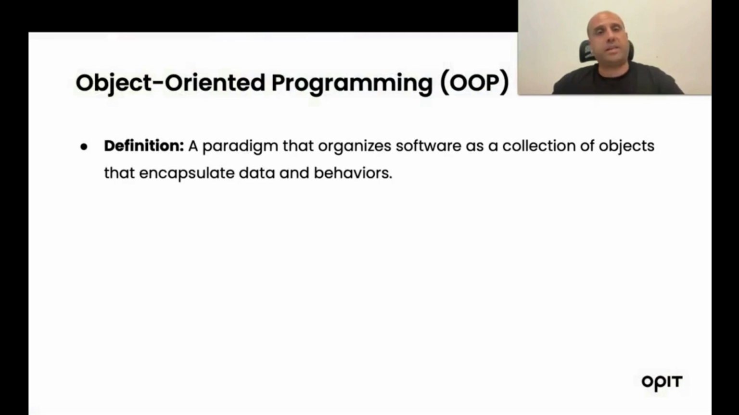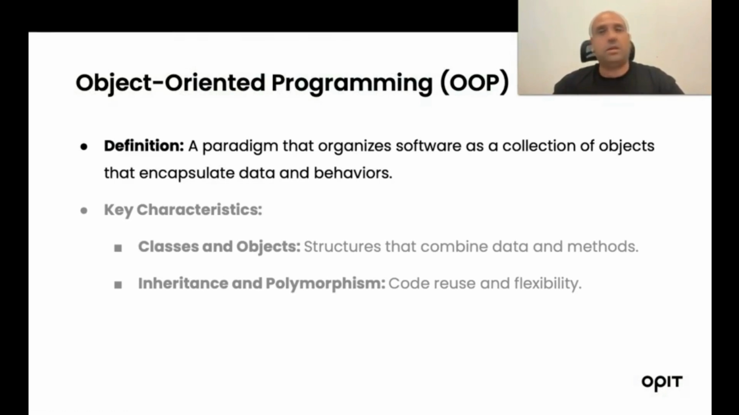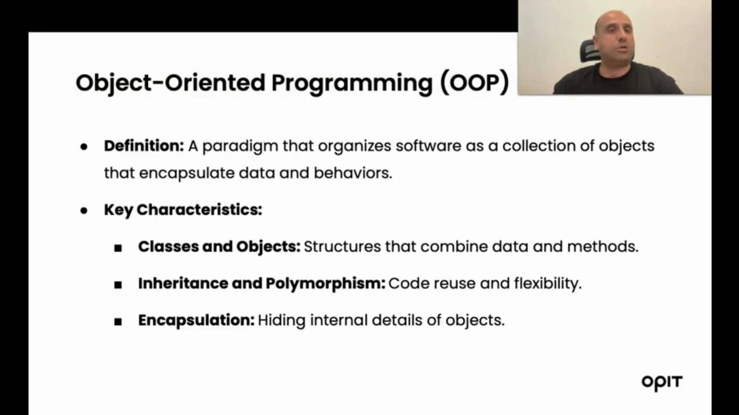The object-oriented paradigm is a paradigm that organizes software as a collection of objects that encapsulate data and behaviors. Three main characteristics: classes and objects, which is a structure that combines data and methods; inheritance and polymorphism, which we saw in other videos as well, ensure code reuse and flexibility; and encapsulation, which is hiding internal details of objects.